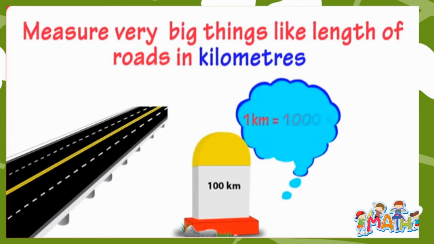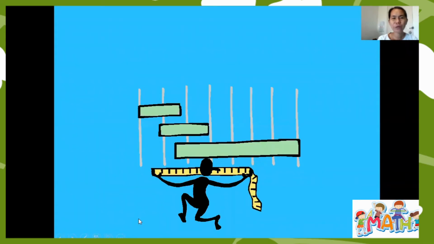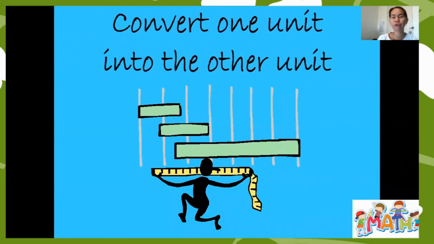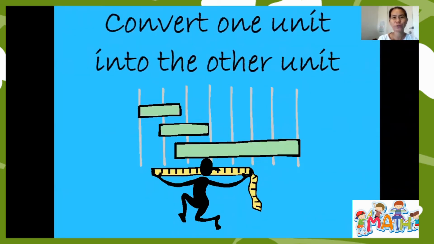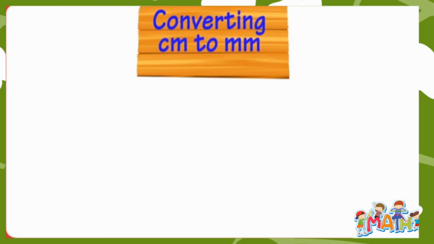Also, in 1 kilometer, there are 1,000 meters. And now, we will learn how to convert one unit into the other unit. First, let's learn converting centimeters to millimeters.